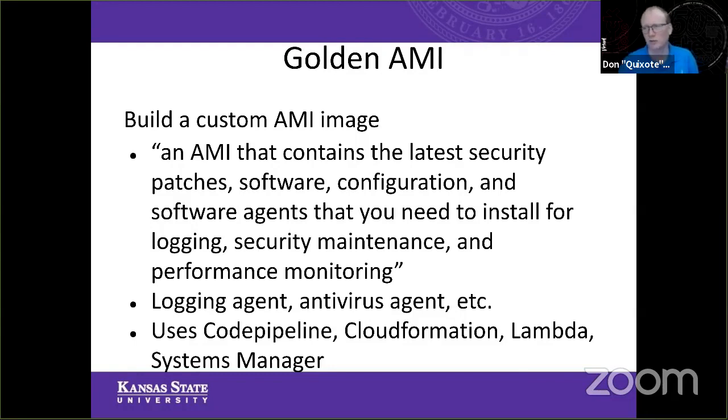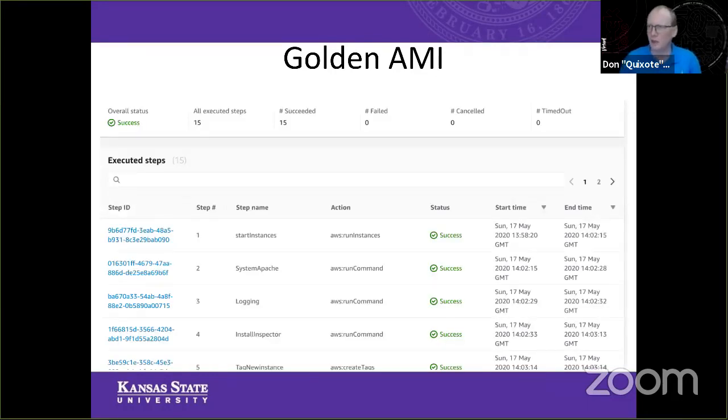Our process uses Code Pipeline, CloudFormation, Lambda, and Systems Manager to build those. Here's an example of the Systems Manager document that actually builds the Golden AMI, starts the instances, installs the different things in different steps, and then later on it's going to stop the instance and then build an image from it, assuming all of the build steps were successful.